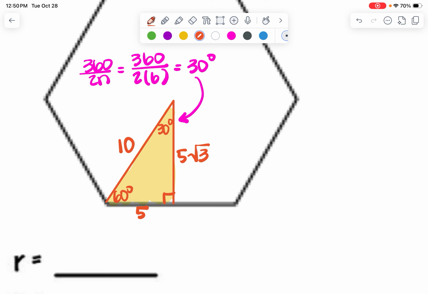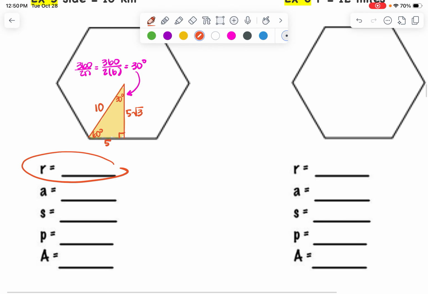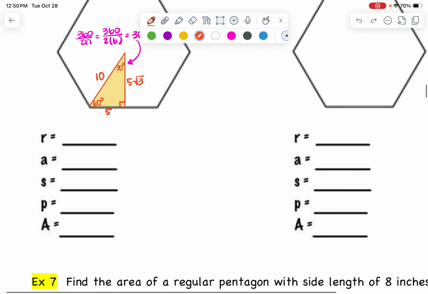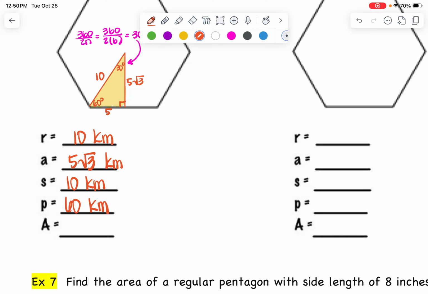Now, technically, the only reason I'm finding the radius or the hypotenuse is because they asked me right here for it. It has no bearing on the area formula. So if it doesn't ask you to find the radius, then you certainly don't have to. But anyway, in this case, what is everybody? Kilometers. So the radius is 10 kilometers. The apothem is 5 root 3 kilometers. Each side length is 10 kilometers. That was given to me. Well, if each side's 10 and there's 6 sides, then that means that the perimeter is 60 kilometers.